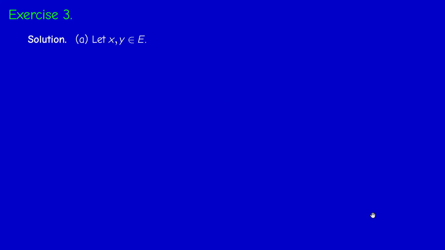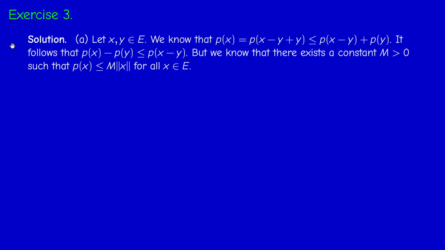Okay, so first question, uniform continuity. Actually, it's Lipschitz continuity. It's much more. So we pick two arbitrary points x and y in E, and we write x as x minus y plus y, and we apply the triangle inequality because we know that P is sublinear, so it satisfies the triangle inequality. So P of x is less or equal than P of x minus y plus P of y. So if we subtract P of y, we get P of x minus P of y less than P of x minus y.